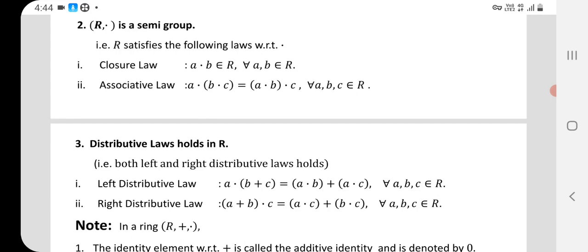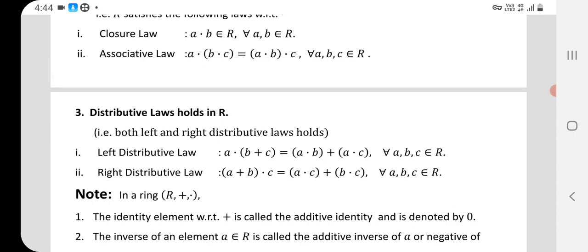Next, distributive laws hold in R. That is, the first one, left distributive law. That means the sum of any two elements of a ring will be distributed from the left-hand side by the element A. That is the first condition. And the second one, right distributive law. That means the sum of any two elements of a ring R is distributed from the right-hand multiplication. That's why we can write (A + B)·C = A·C + B·C for all A, B, C elements of a ring R.